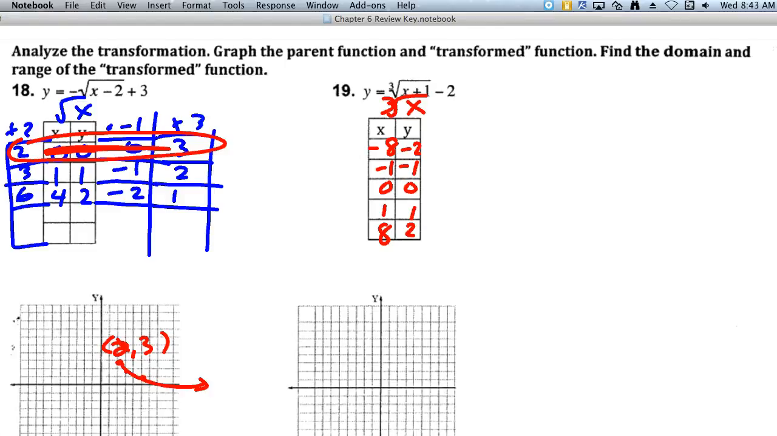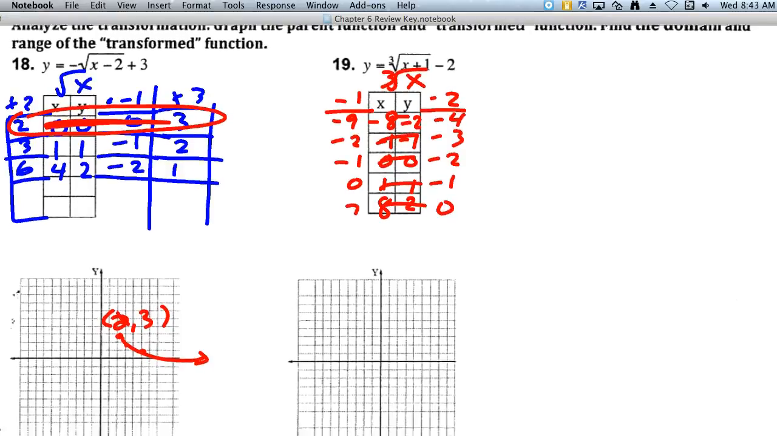And this has only 2 parts to its shift. It has a 1 left and 2 down. So we've got to go -1 on the x and -2 on the y. 1 left and 2 down. So -9 instead of -8, -2 instead of -1, -1, 0, 7. And then over on the right, go 2 down, so it becomes -4, -3, -2, -1, 0. Those are the points we've got to draw.